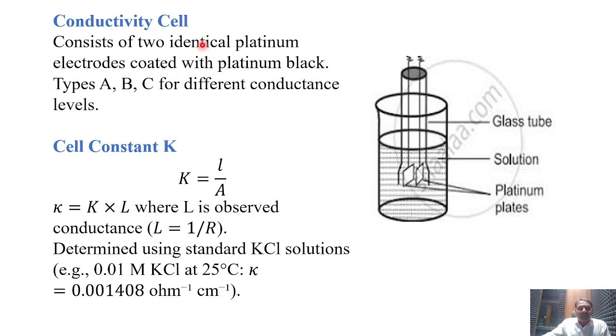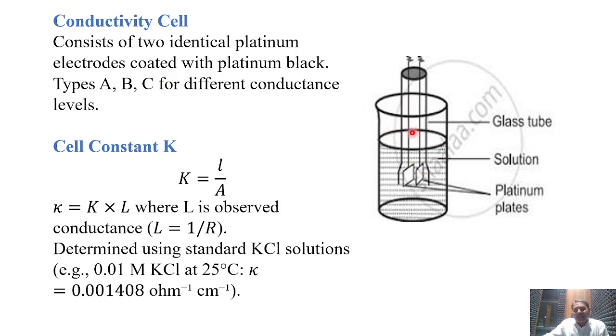Then we will see the conductivity cell. The conductivity cell consists of two identical platinum electrodes. These are shown in this figure here. These wires are platinum wires coated with platinum black. This platinum wire is coated with platinum black and they are at a specific distance from one another and its length is also specific. So for most of the cases the cell constant is 1 for this conductivity cell.